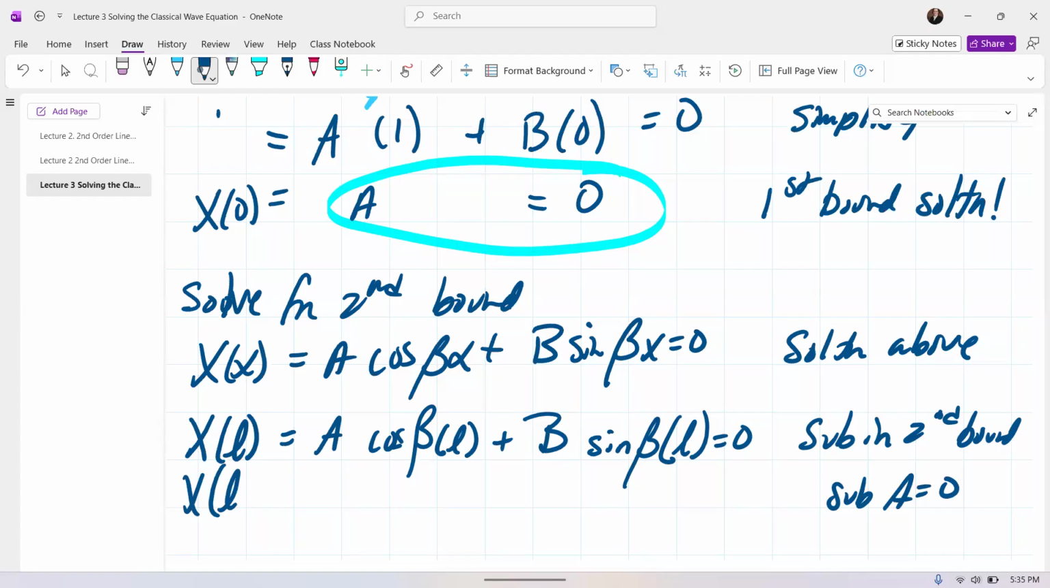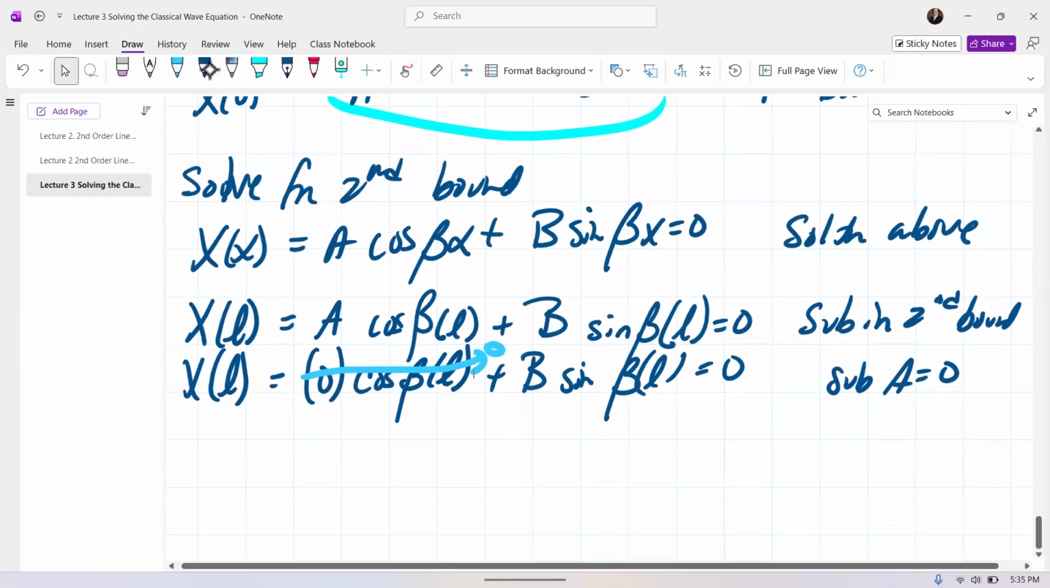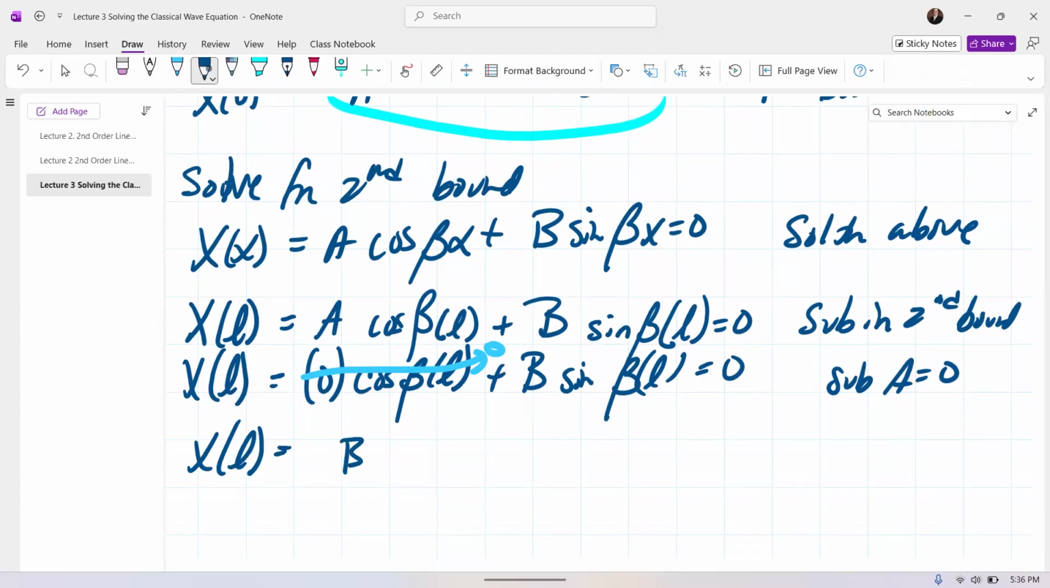So x of L equals 0 times cosine beta L plus, and that's the only change, b sine beta L equals 0. Okay, now that means that this whole term is multiplied out by 0, which means that it is gone. So in other words, we have x of L equals b sine beta L equals 0. This is simplified.